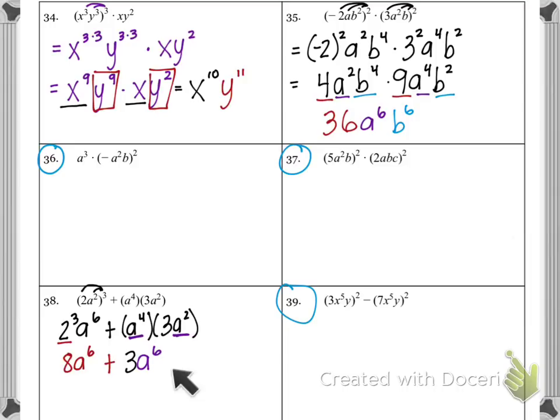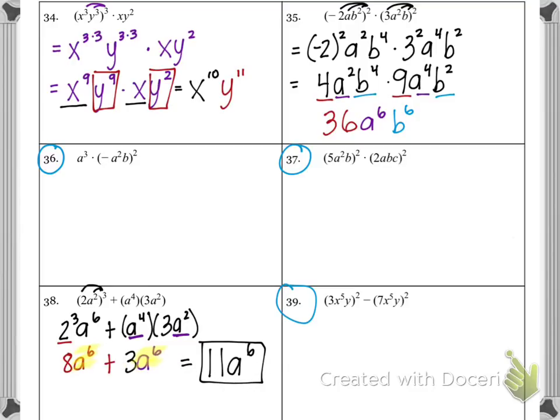Now look here, aren't these the same? a to the 6th, a to the 6th. 8 plus 3 is 11, a to the 6th. We can add those when we have the same variable here with the same exponent. So a to the 6th and a to the 6th are like terms, which means we can combine 8 plus 3 is 11, a to the 6th. We just keep the same exponent when we're adding.